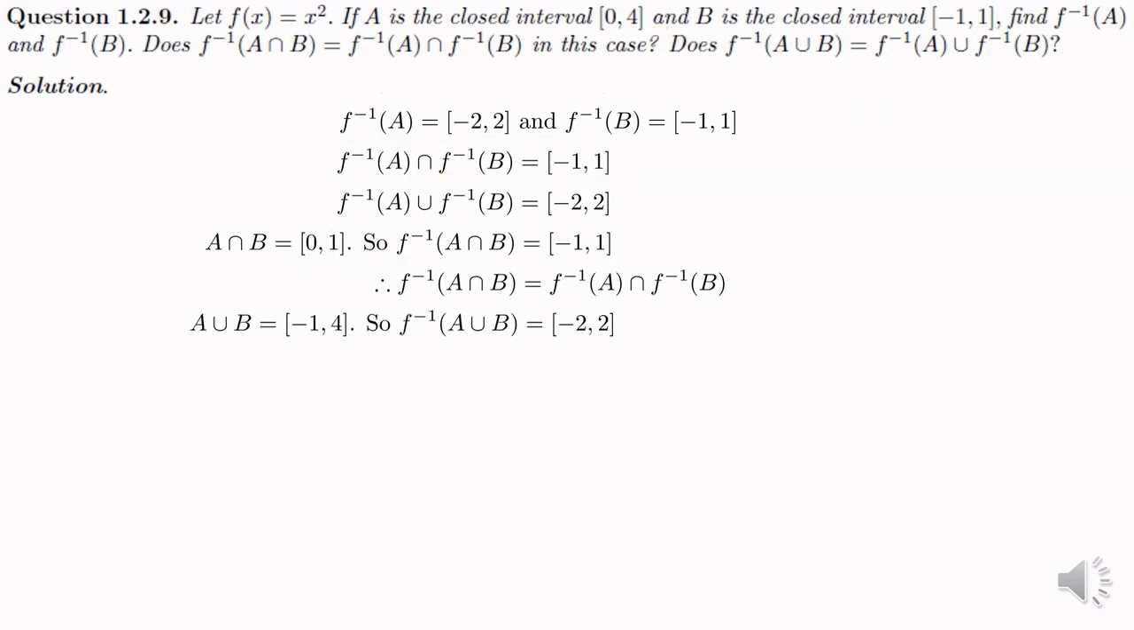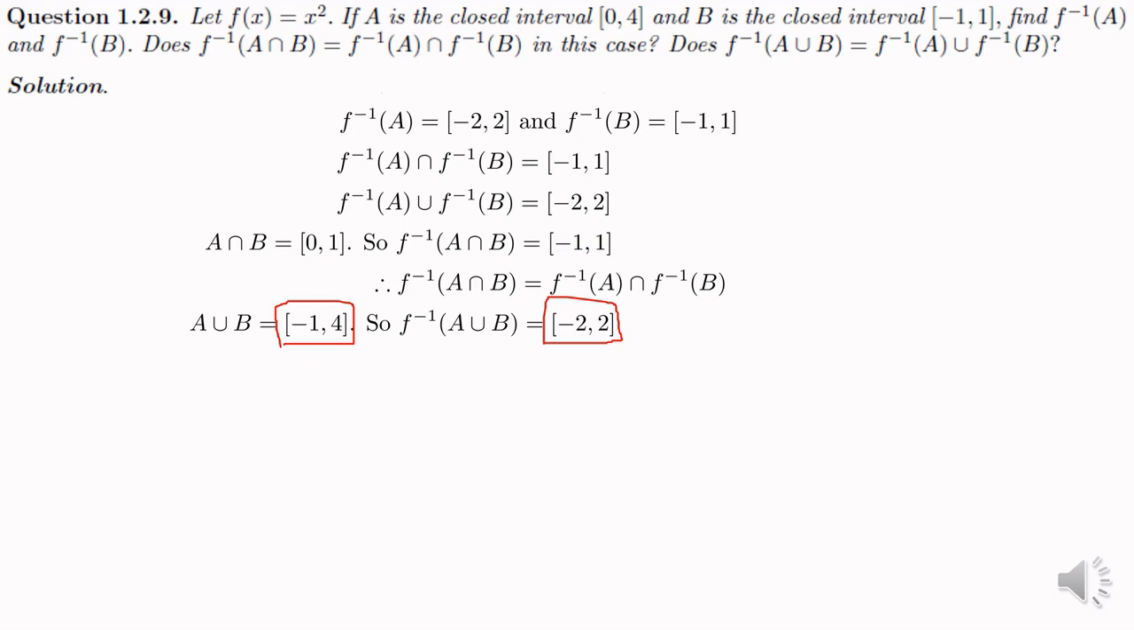Now, we have already seen that A ∪ B is the closed interval [-1, 4]. Now, to find f⁻¹(A ∪ B), you have to find all the real numbers whose square lies between -1 and 4. In fact, whose square lies between 0 and 4. So if you look at all those real numbers, you can see that these are the real numbers lying between -2 and 2. That means the closed interval [-2, 2].